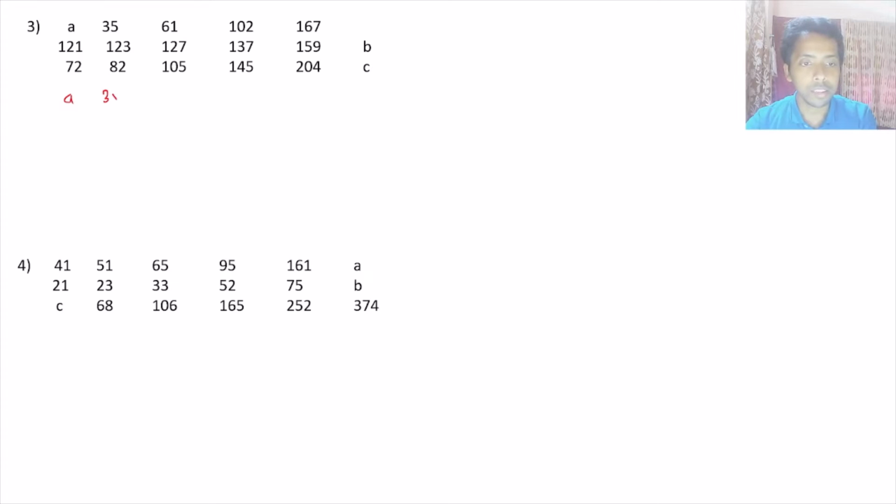A, 35, 61, 102, 167. Right? Check the difference here. This is 26. This is 41. This is 65. Right. Again, the difference is 15 here. Difference is 24 here. Right. Now, if we take the difference again, that is only one term. That's very hard to find out what's the exact logic.